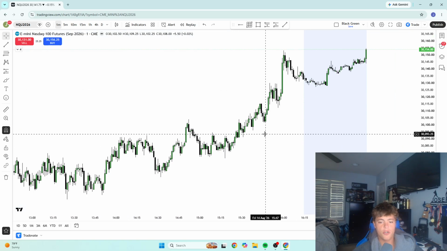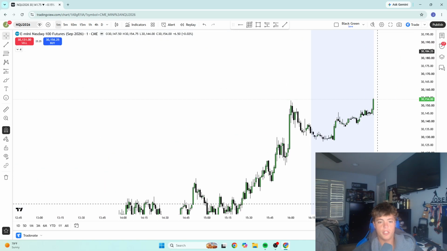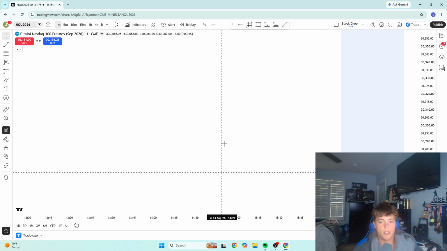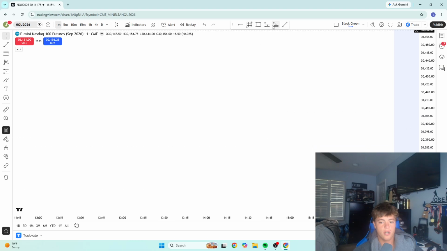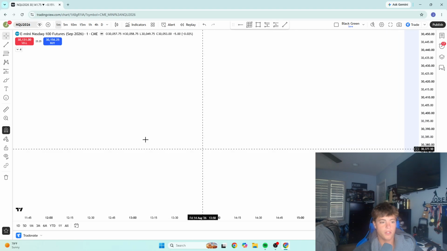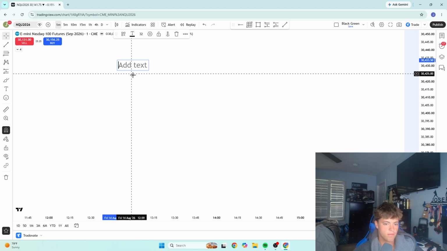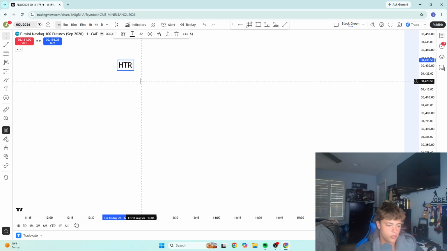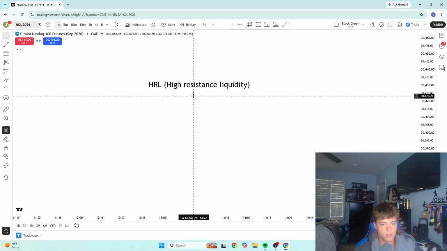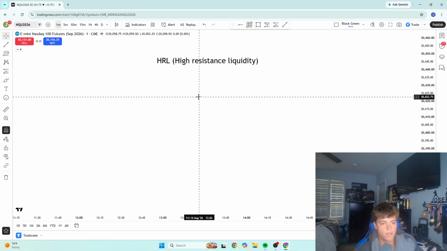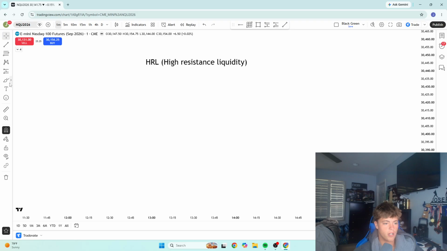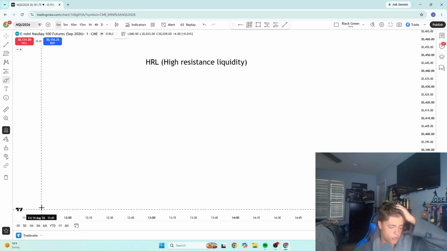So now that we showed those examples, essentially, now I want to get into what HRL is. I don't know why I drew, so I'm just going to remove everything. HRL, high resistance liquidity. Now, first, let us start with it being in an uptrend.